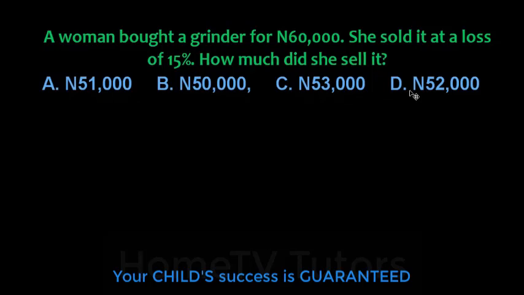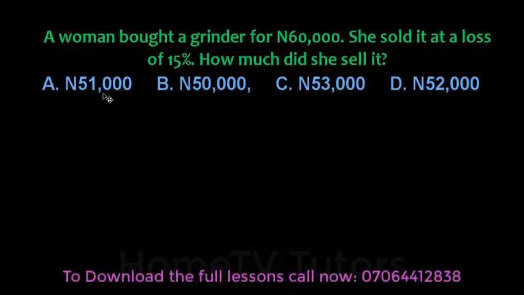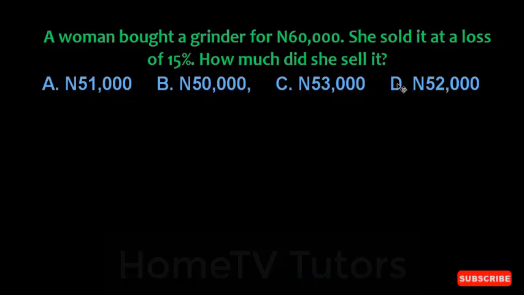With this option, you know the woman definitely can't sell above 60,000. So that's why you have all the answer options below 60,000. If there's anyone that is above, it will be struck out. Okay, so we solve.